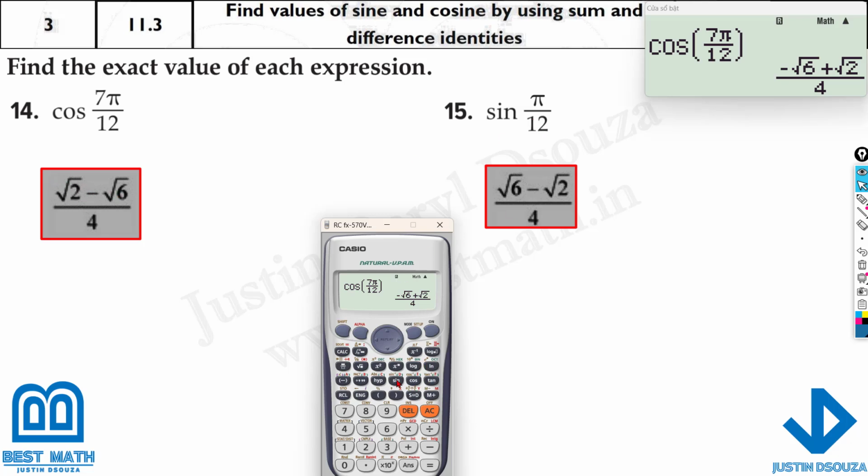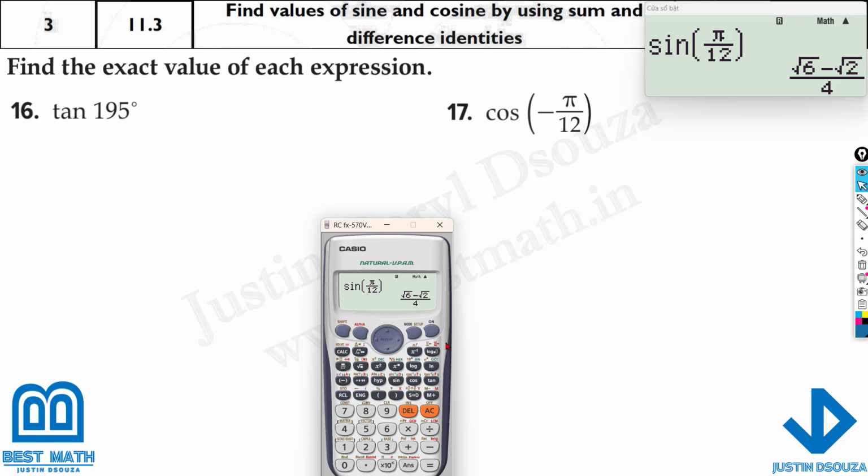What about this one? It is the same thing, sine. It is pi divided by 12. You can close the bracket or no, it's fine, but it's better to close the bracket. And here we go, that is root 6 minus root 2 by 4. Similarly, do the other problems.